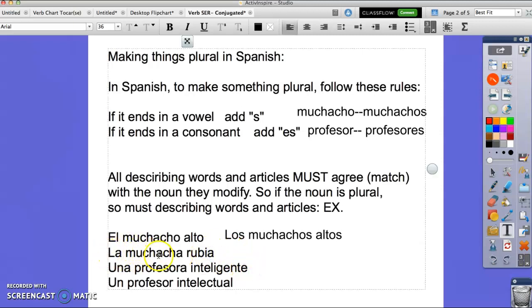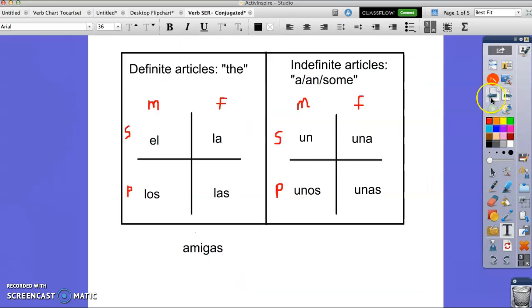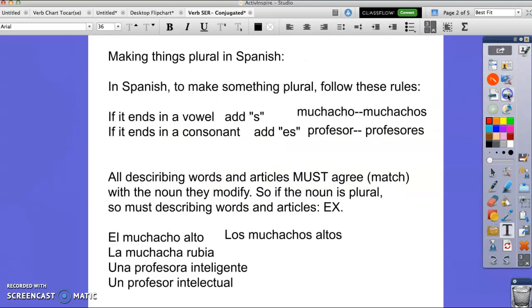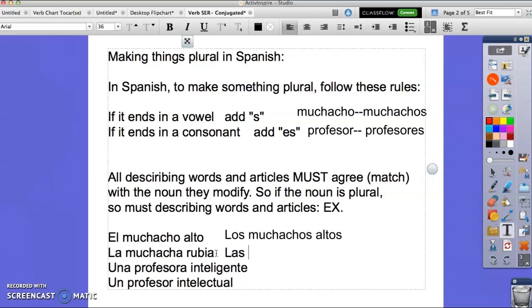So, la muchacha rubia. Okay, so let's see if you can do it. So how do I make la plural? If you don't know, you can always look back here. La, how do I make it plural? Las. There you go. So las. And then how do we make muchacha plural? Yes, add an S. How do I make rubia plural? Do I have to add an ES? Nope. It ends in a vowel, so it's rubias. Good.